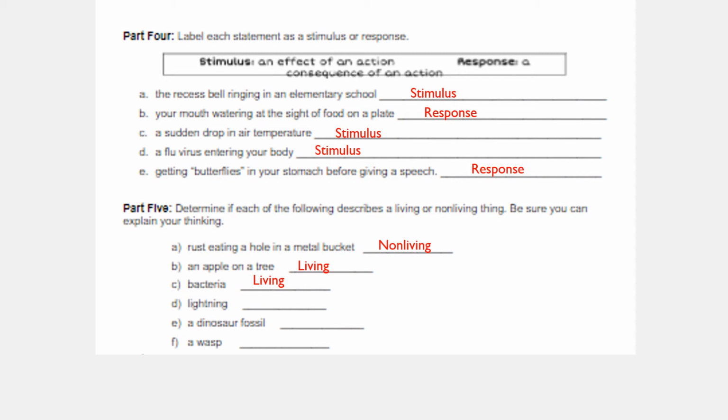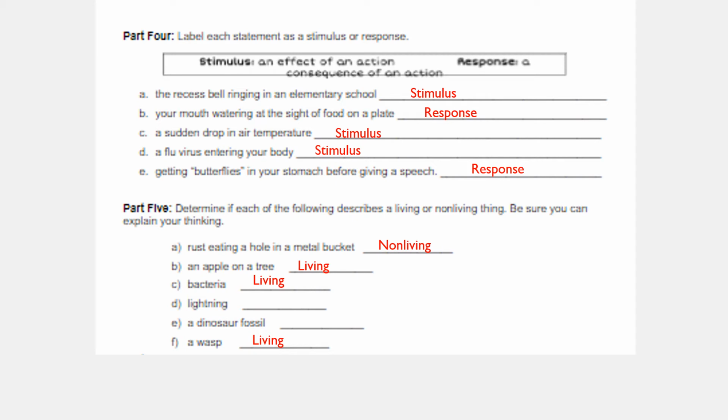Now, I was kind of a goof nut, and I accidentally did F next. So looking at F, a wasp. Obviously, it's living, and I would say, unfortunately, it is living. Do not like them. Lightning. So ask yourself this, lightning. Have you ever seen a pregnant lightning bolt?